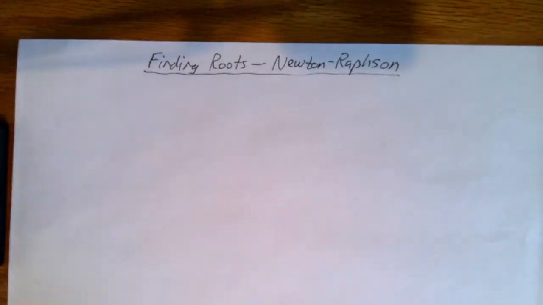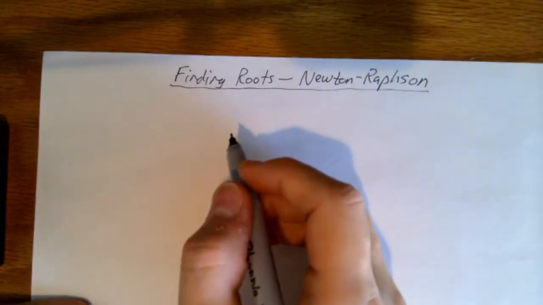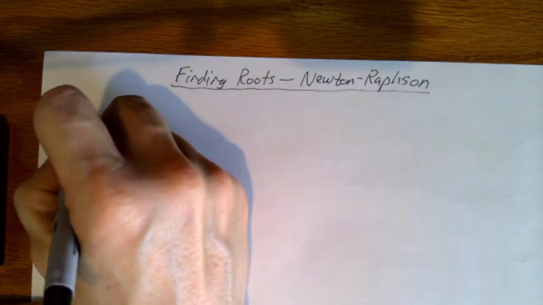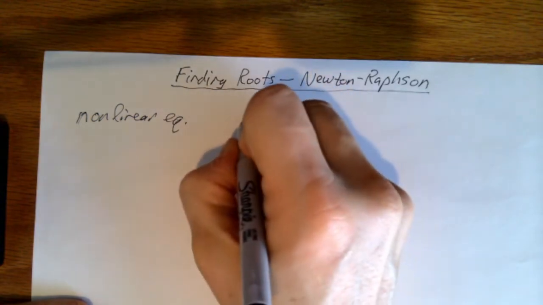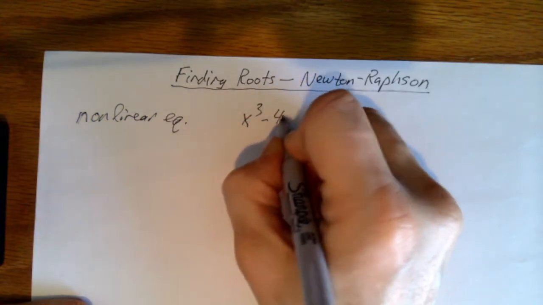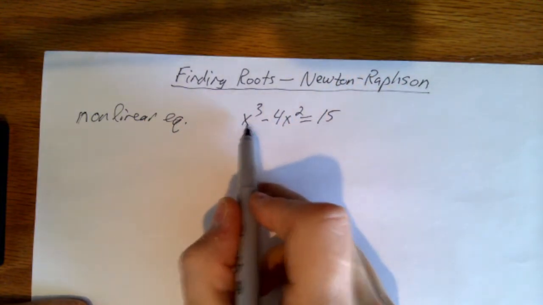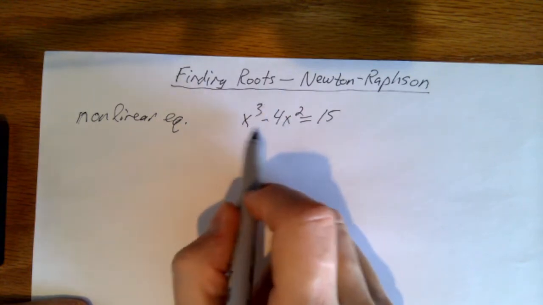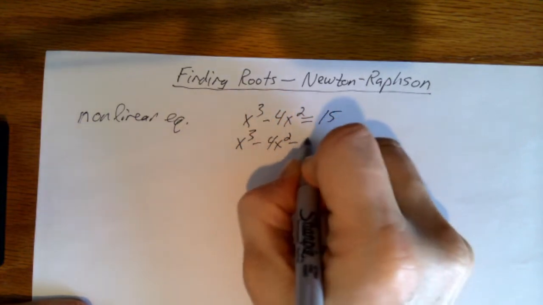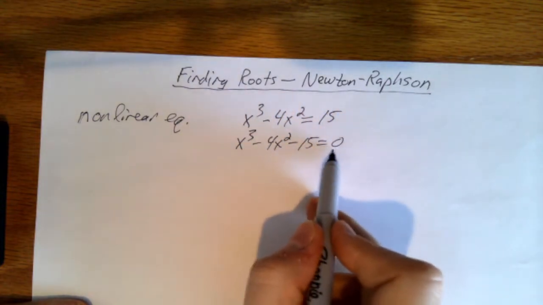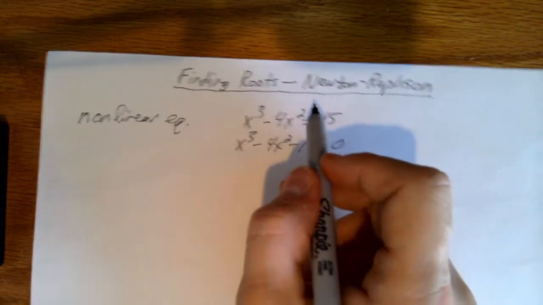Note also that we're not restricted to using this just for finding roots. We also can use it to solve other forms of nonlinear equations. For example, if you had x cubed minus 4x squared equals 15, and you want to know what value of x solves this, well then, if we subtract 15 from both sides, now it's just a root finding problem, right? Because here's the polynomial is equal to 0, find the roots of that. So we can use it for both.